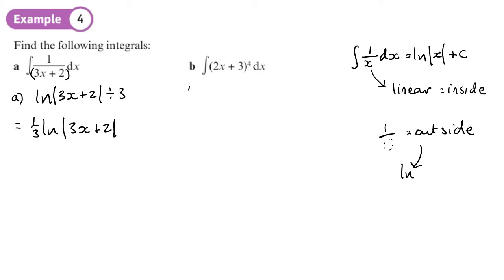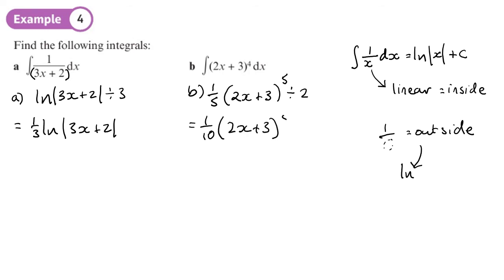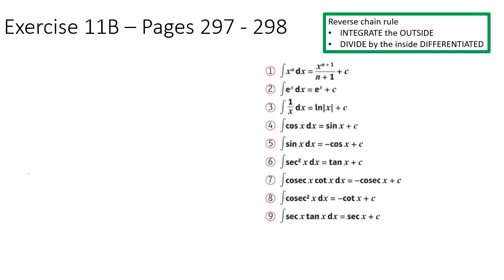Next one here, b, so we integrate the outside, so the power will become 5, and we'll divide by 5, so I'll write a fifth. Inside of the bracket doesn't change. We divide by the inside differentiated, so we divide by 2, so 1/5 will become 1/10, and then 2x plus 3 to the power 5, and plus c. Keep forgetting to put my plus c's in. Right, you should now be able to do exercise 11b on pages 297 to 298.